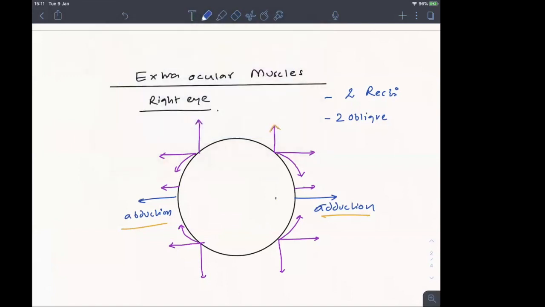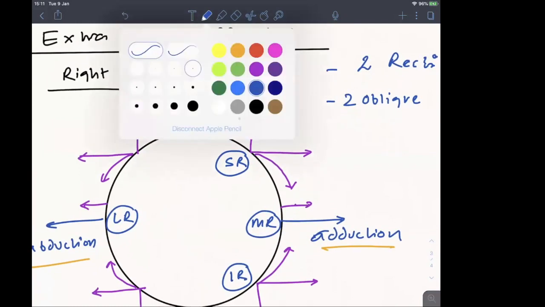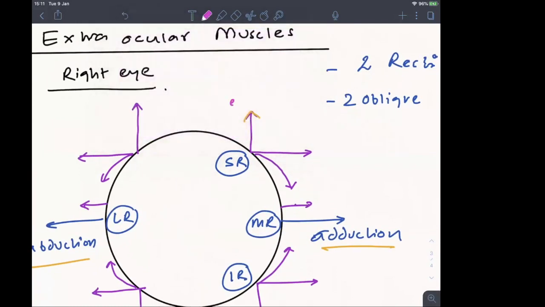So here you have medial rectus and lateral rectus, which is easy to remember. And then you add the rest. So here you have your superior rectus and your inferior rectus. So what does that mean? So what will your superior rectus do? Your superior rectus will elevate, it will adduct, and it will internally rotate. Internally rotate, why? Because this arrow is coming here. So that means that if there is a point here, it will rotate in this direction. And that is internal rotation.